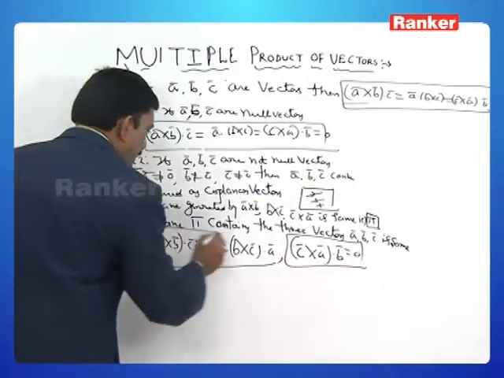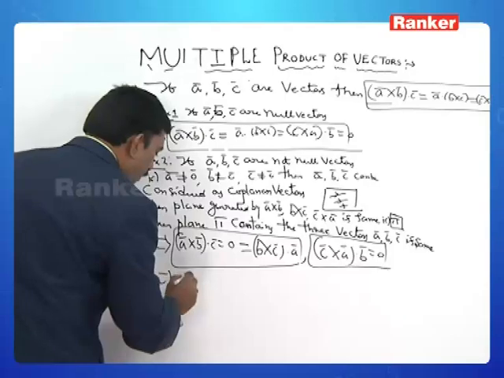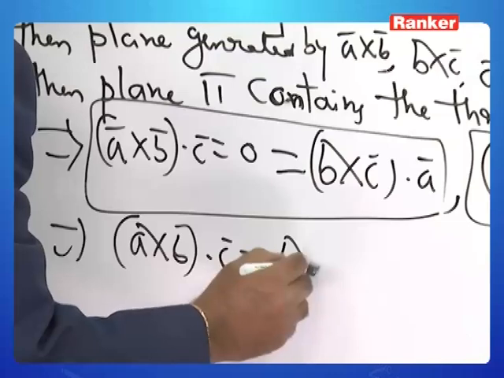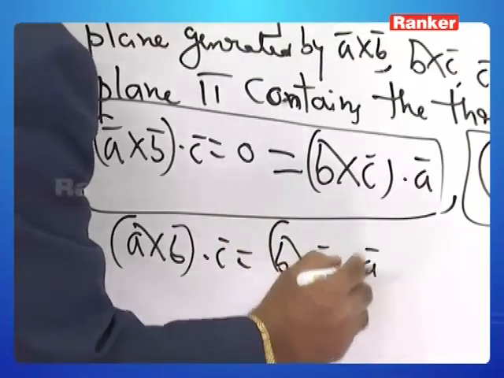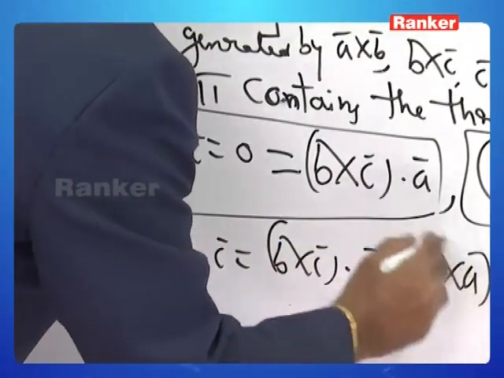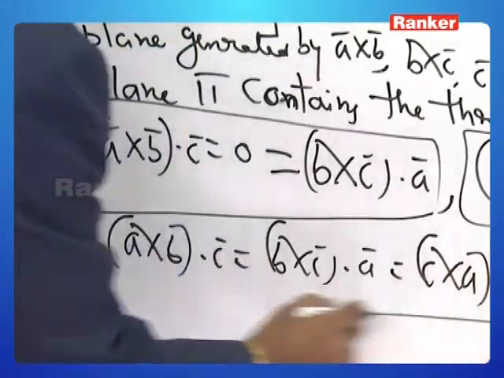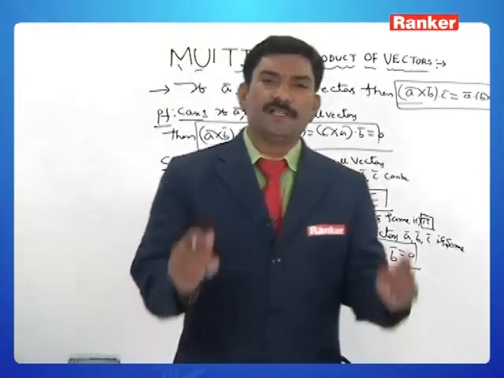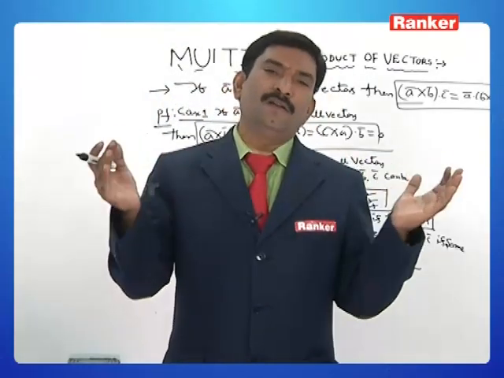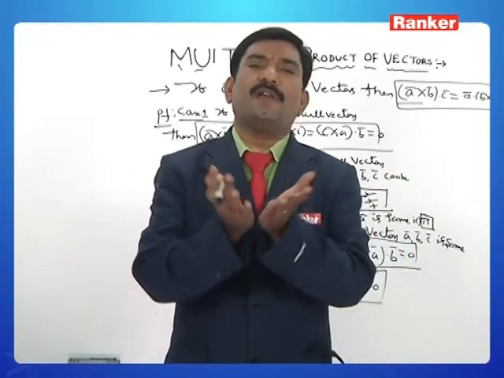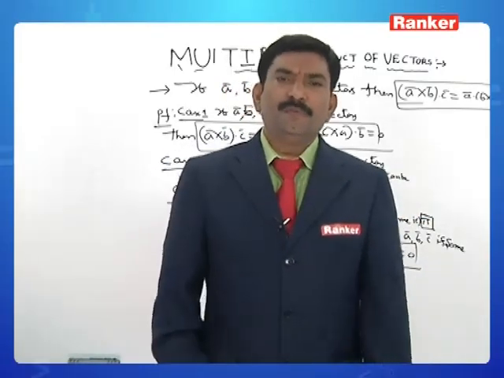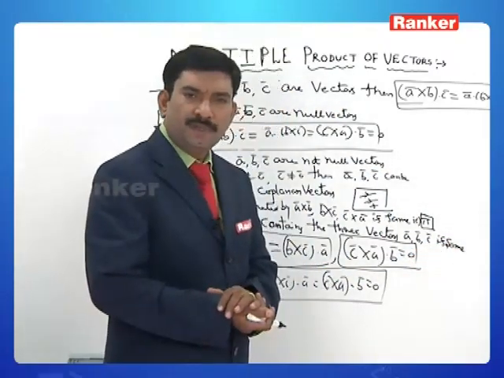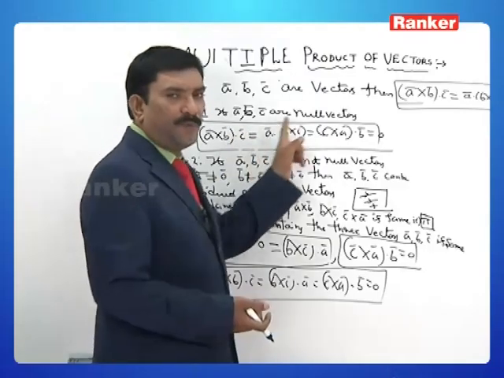This is the condition. So on the whole, we have proved A bar cross B bar dot C bar, B bar cross C bar dot A bar, is equal to C bar cross A bar dot B bar, is equal to 0. You say 0 doesn't matter, because we have to show that all the three scalar triple products are equal. Because of the coplanarity, we have proved this equal to what? 0. When they are null vectors, we have proved they are equal.